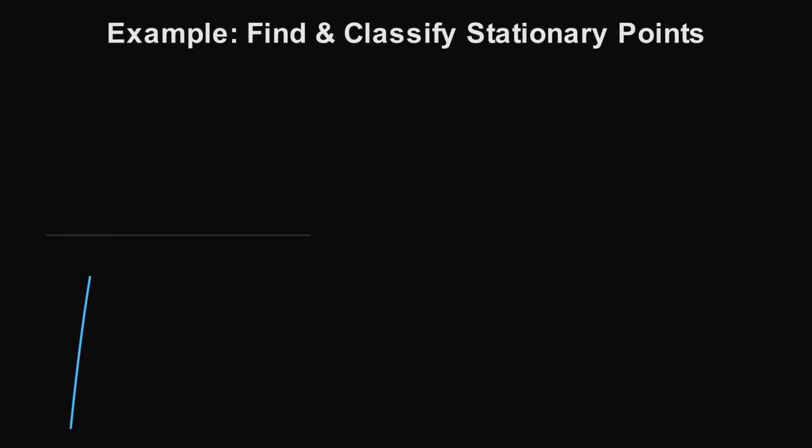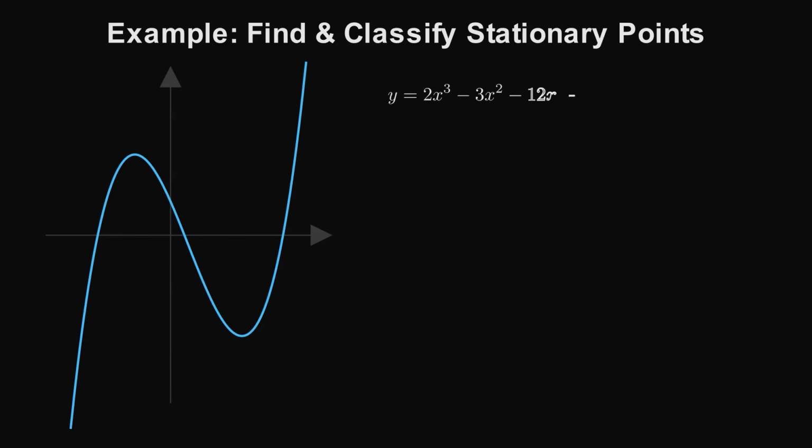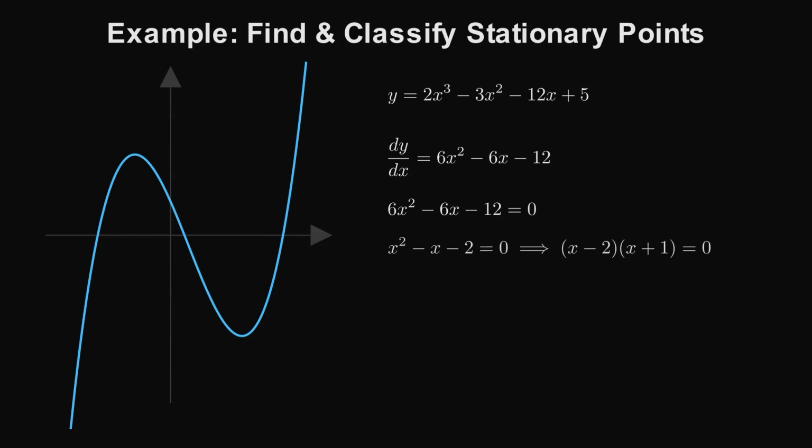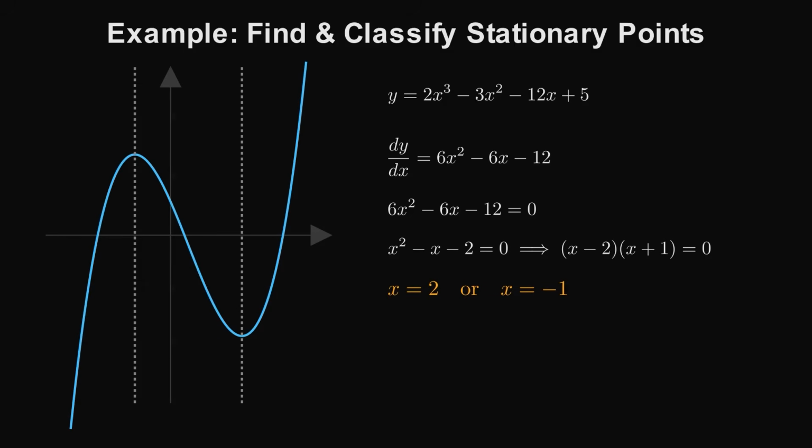So let's say we have to find the stationary points of y = 2x^3 - 3x^2 - 12x + 5 and determine its nature. Step 1 here is to differentiate it. So we get dy/dx = 6x^2 - 6x - 12. Step 2 is to set it equal to 0. So 6x^2 - 6x - 12 = 0, which means therefore that x^2 - x - 2 = 0, which means we get x = 2 or x = -1. But we're not done yet.